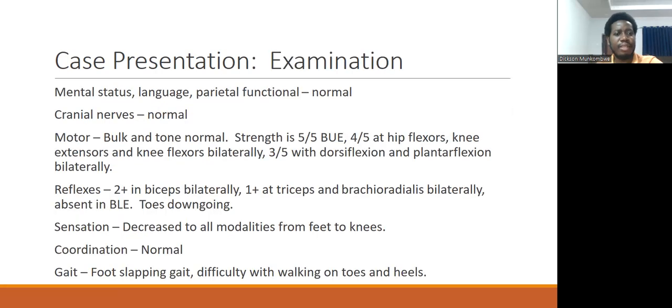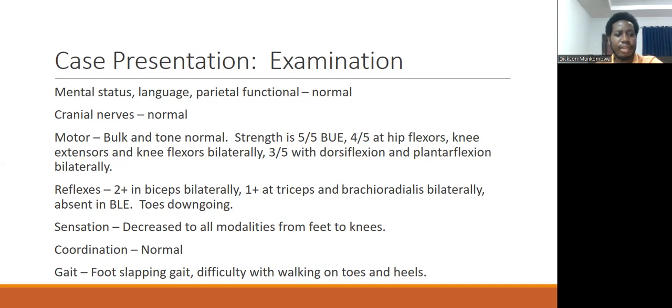So this is his examination. His mental status, language, and parietal function were normal. His cranial nerves were normal. On the motor exam, his bulk and tone were normal. His strength was normal in the upper extremities. At the hip flexors, it was reduced to 4 out of 5, and the knee extensors were also reduced, as well as the knee flexors. And then dorsiflexion and plantar flexion were 3 out of 5 in both lower limbs.